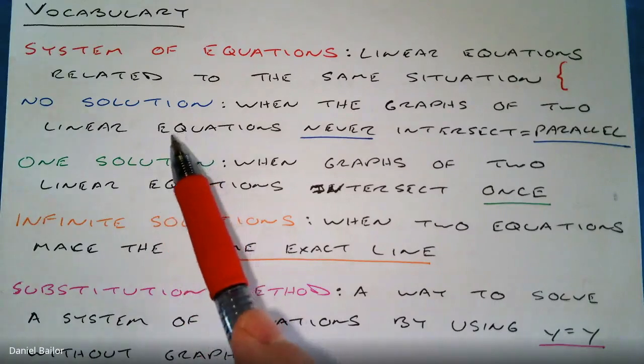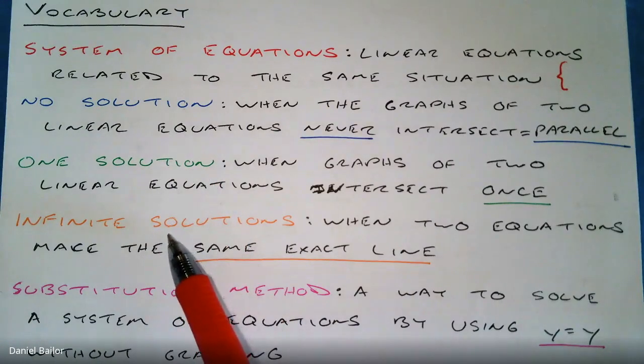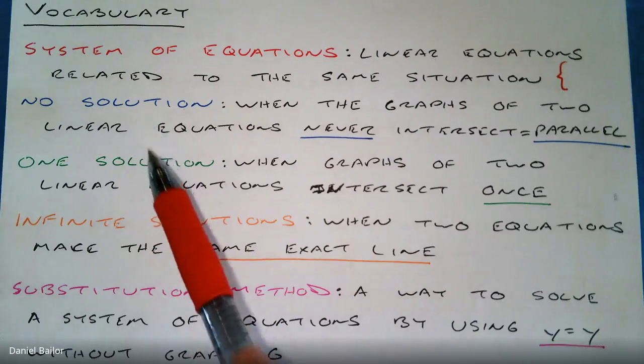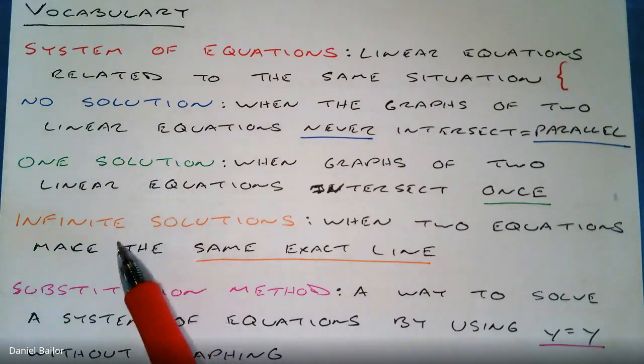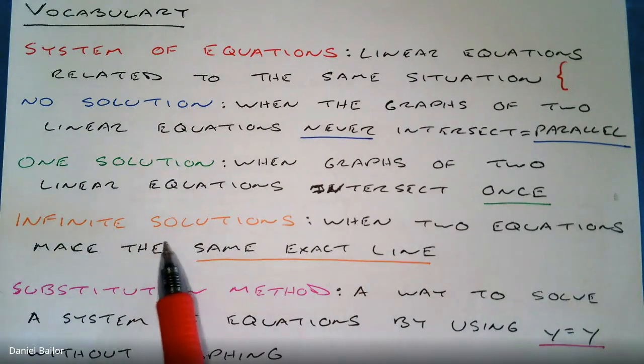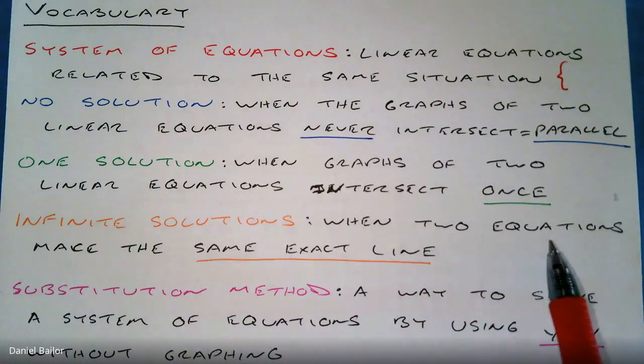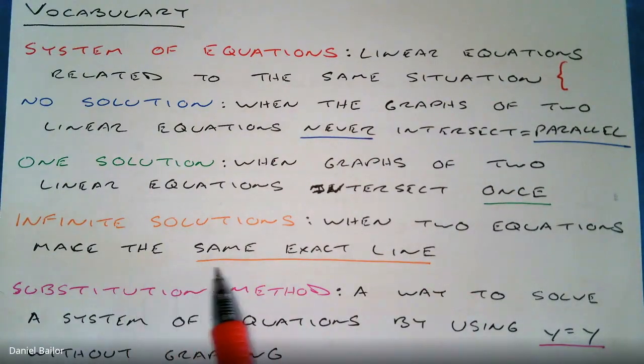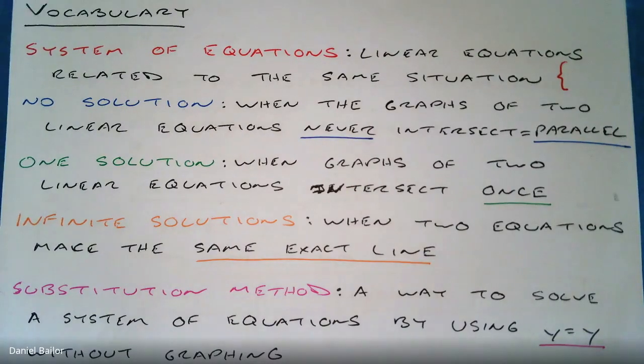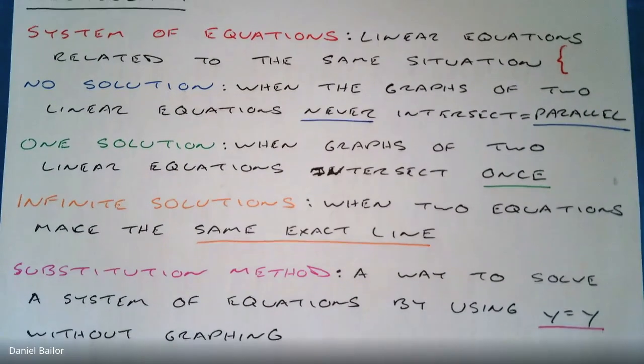The third situation that systems can find themselves in, we have no solution, we have one solution. Systems can also have infinite solutions. Infinite solutions occurs when the 2 equations in the system actually make the same exact line. So if we have 2 equations that make the same exact line, we call that infinite solutions. And that is when the equations are for the same line. It's actually the same equation. It might just look different. And we've talked a little bit about that before, but we're going to see that again today.